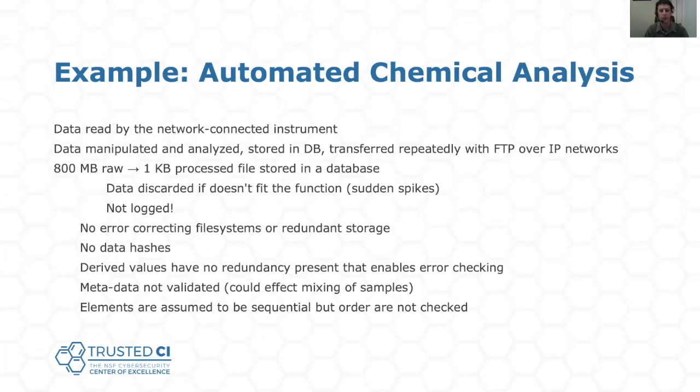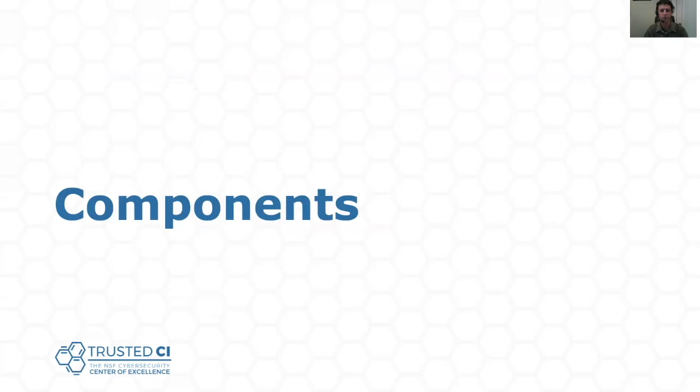Consider an automated chemical analysis workflow that is a representative example of a scientific computing workflow. In it, data is read by a network-connected instrument, manipulated and analyzed and stored in a database. At each step, data is transferred over an IP network and is handled by different servers. Most transfers are using FTP and implicitly assume TCP/IP checksums for integrity. No error-correcting file systems or redundant storage are used, nor are hashes taken of data. What would happen if something went wrong?